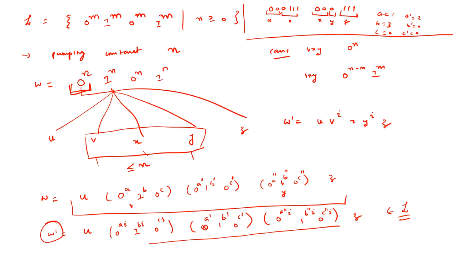Sorry. The constraint is: a plus b plus c, a prime b prime c prime, these together should constitute less than or equal to n, and length of vy cannot be equal to 0. That is, a plus b plus c plus a double prime plus b double prime plus c double prime cannot be equal to 0, or this should be greater than 0, and the sum of all the constants like a plus b plus c plus etc. plus c double prime should be less than or equal to the pumping constant n.